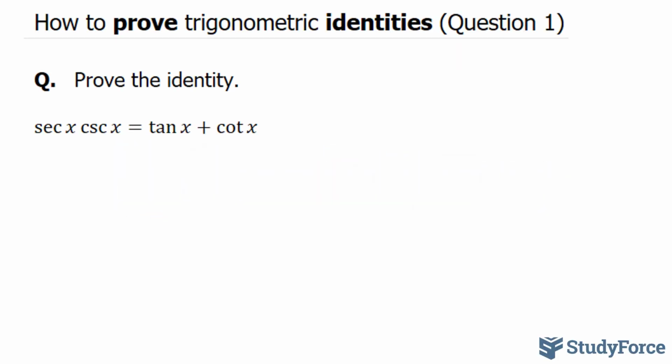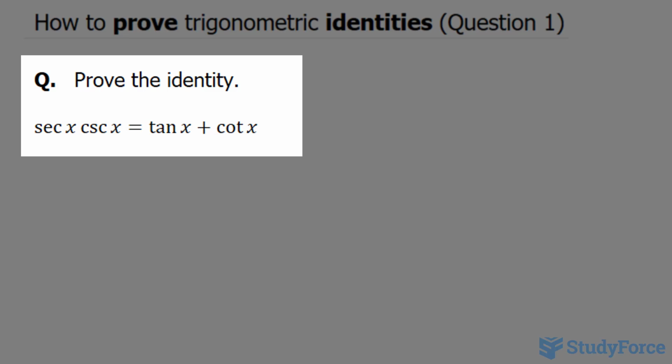In this video, I'll show you how to prove trigonometric identities. This is question 1 in the series. The question asks, prove the identity secant x times cosecant x is equal to tangent x plus cotangent x.